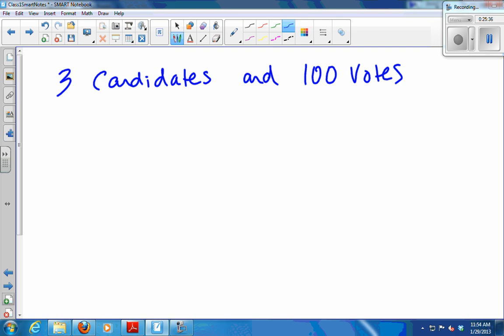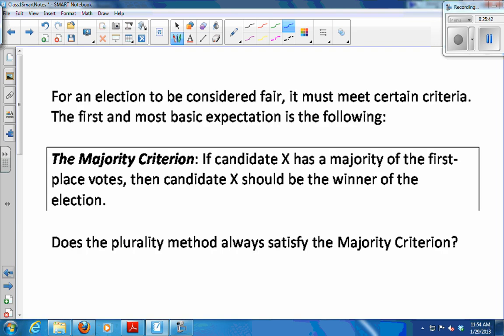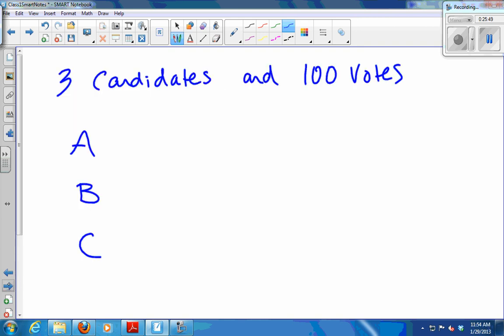So say we have 3 candidates and 100 votes. We'll have candidate A, B, and C. Now the rule says that if someone gets a majority, they have to win, right? So let's give someone a majority. Let's give candidate B, how many votes should we give them? 51 would be a majority. Now how many votes are remaining to give out between candidates A and candidate C? 49. Is there any way anyone other than candidate B could win?